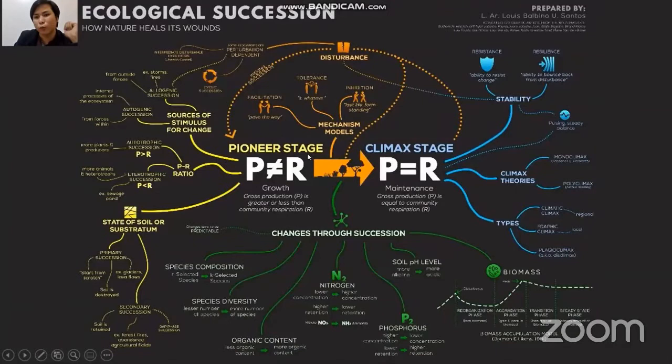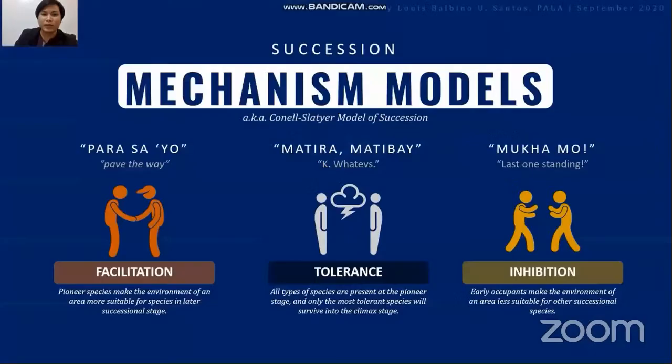So what happens is instead of a static balance, we have a pulsating steady balance that's called a dynamic equilibrium. Now, how does an ecosystem progress from pioneer stage to climax stage? Well, there are three models explaining this. First is the facilitation model, or pave the way. So it's like each new species creates an environment that allows another species to come in and repopulate.